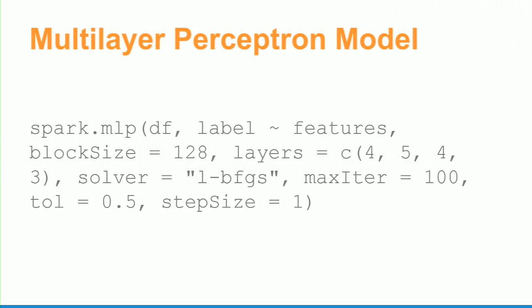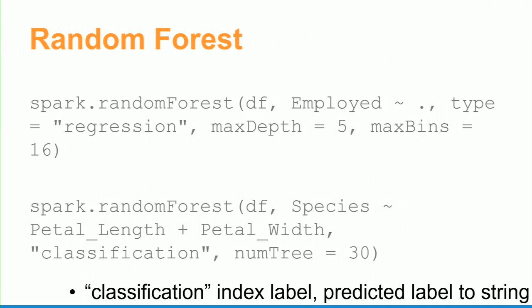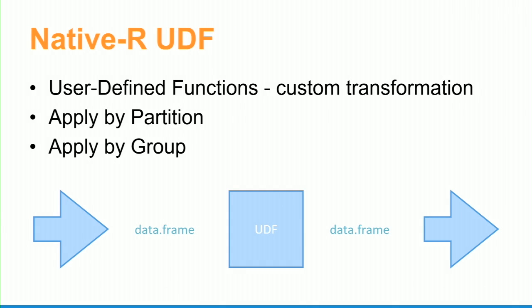You can also do things like multi-layer perceptron. You can define how many hidden layers you want, and all these parameters you can tune. There's also my favorite, random forest. You can do regression or classification on it. And then these are all the APIs we talk about. But what if you want to do more than just the 13 plus, actually more like 20 now, different models that are supported by SparkR?